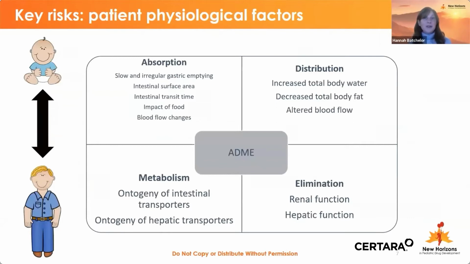I'm not going to go into huge detail about the key physiological risks about paediatrics and adults. I know there's other talks on the programme that might cover this, but it's really just a highlight, and I'm specifically going to talk on this slide on absorption. So here we can see there could be changes in gastric emptying, surface area, transit time, and the impact of food. These are the key ones that we're interested in for the relative bioavailability and bioequivalence of an alternative formulation.